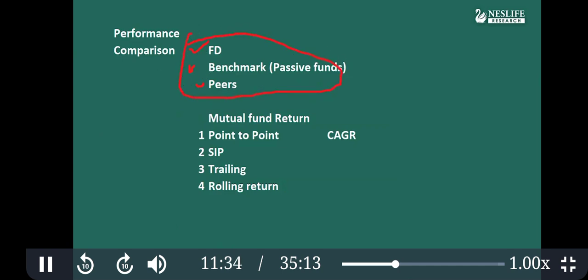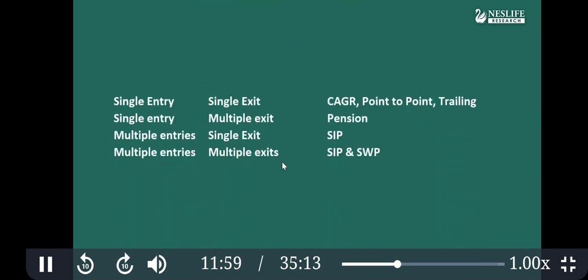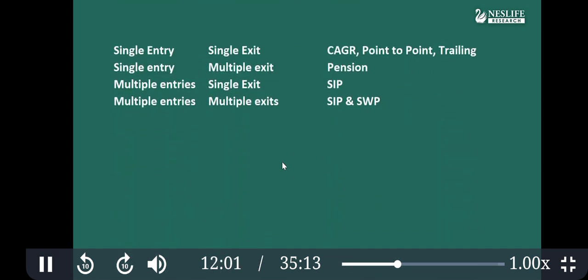Okay. What are the types of return we use for comparison? One is point to point, that means you know the starting value and ending value, 2 points. Okay. We use SIP return, we use trailing return, we use rolling return. Okay. These are just the shortlisted ones. If you want to see different types of return, there are a number of different types of returns.